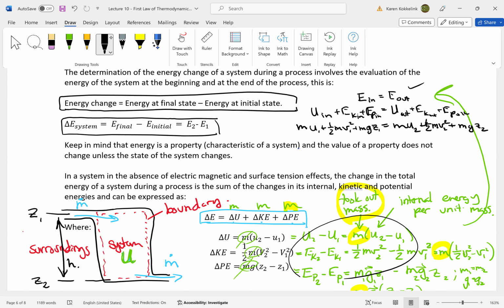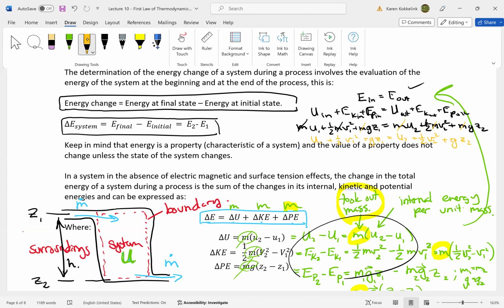And what I have now is an m in every single term, so they can all cross out. So what I'm going to end up with then is U1 plus 1/2 V1 squared plus g Z1 equals U2 plus 1/2 V2 squared plus g Z2.